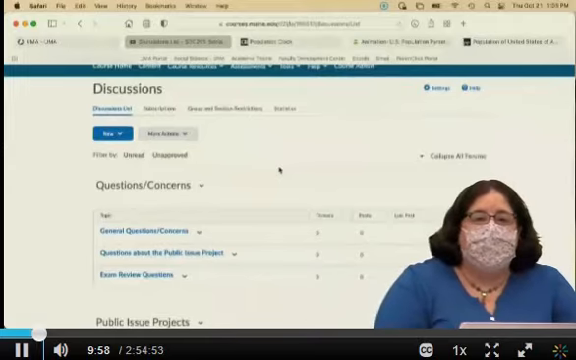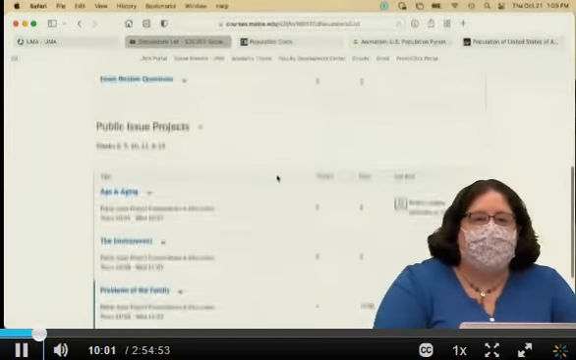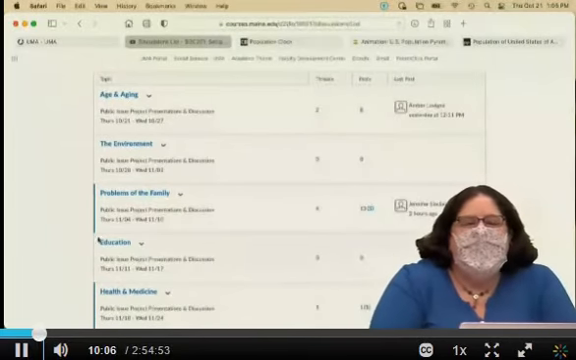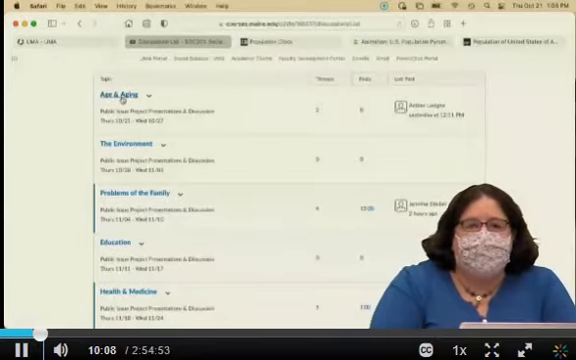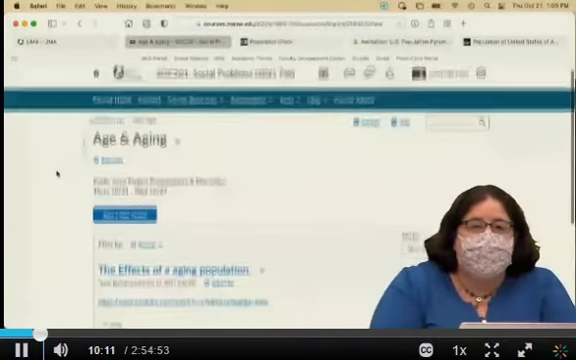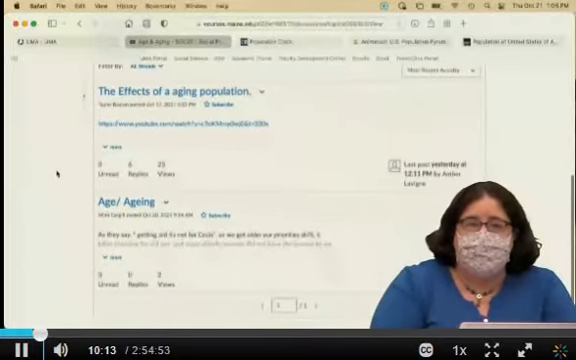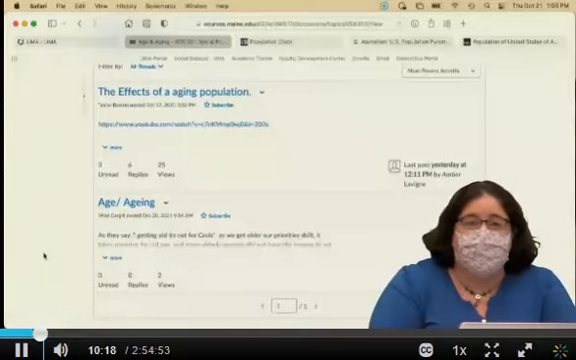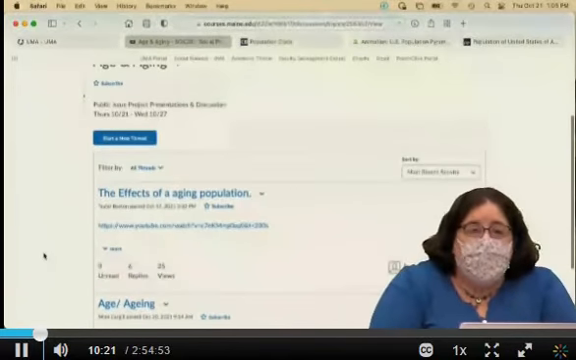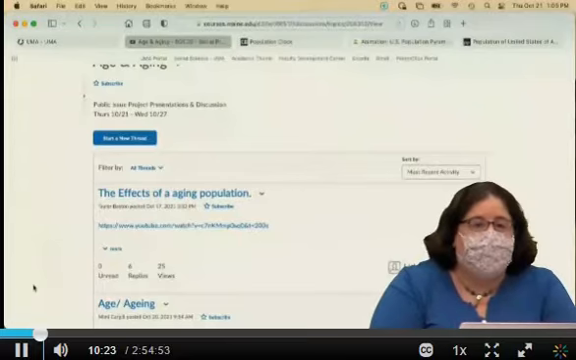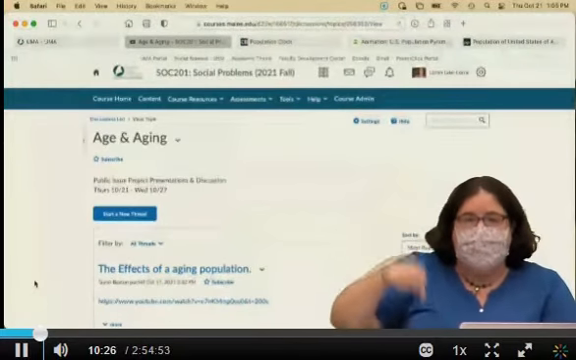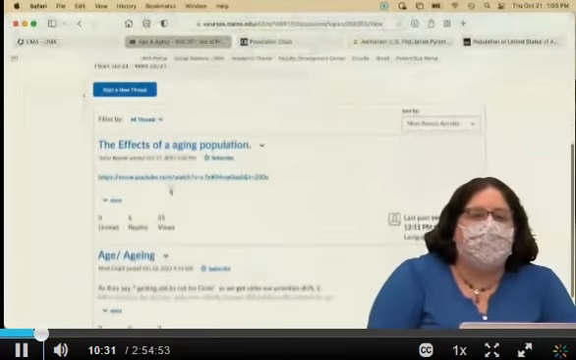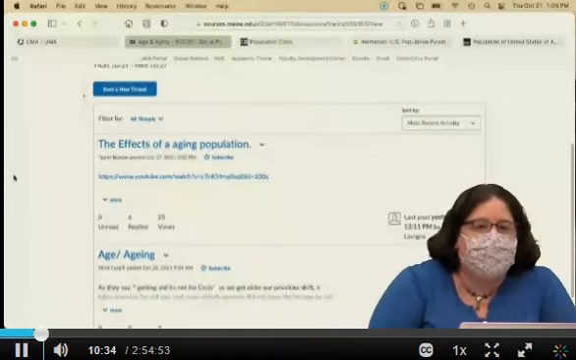The way it'll work is that each week of the public issue projects, there's a forum dedicated to that topic. For example, for age and aging, you click on that, and there are 2 students who are doing age and aging for their topic this semester, and they've each posted something to the discussion board about their topic. The goal is to post your thing, if it's your topic week, by class time, so that we can look at it in class. I'm not going to actually click on them and go into them. I'm just showing you how to do it.